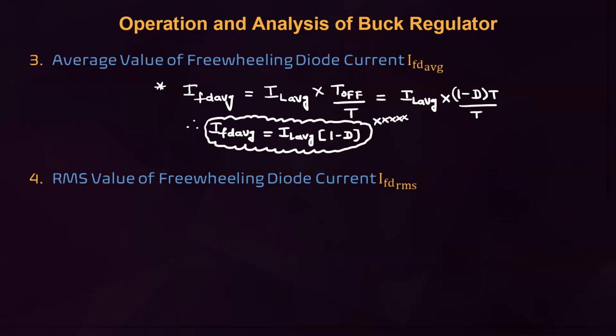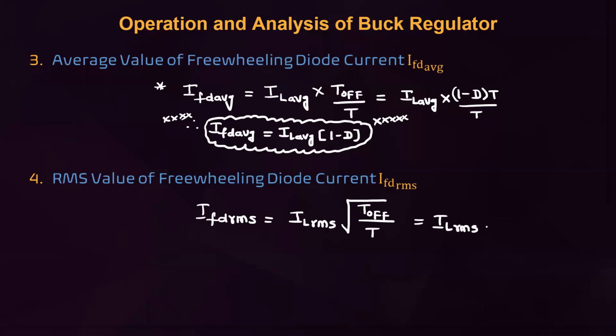Clear? Next, what is the RMS value of freewheeling diode current? Very, very important gunshot formula. The RMS value of freewheeling: you take the IL RMS into square root. I told so many times in the rectifiers, wherever the RMS, you take continuous mode, square root of T off by T. Then by simplifying this, IL RMS into square root of 1 minus D.